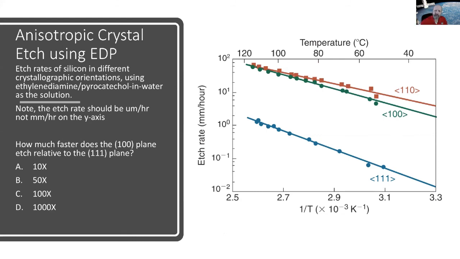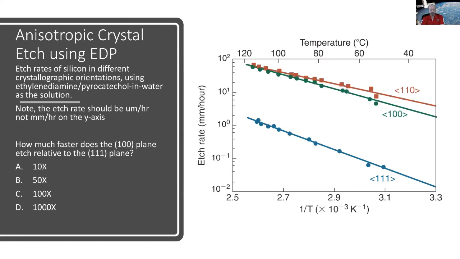So again, a rate is distance over time, right? It's like a velocity. So how many millimeters per hour am I etching? Right, so you can see the 111 plane etches a lot slower than the 100 plane or the 110 plane. Okay. And it's also a function of temperature. So the higher the temperature, the faster you're going to etch.